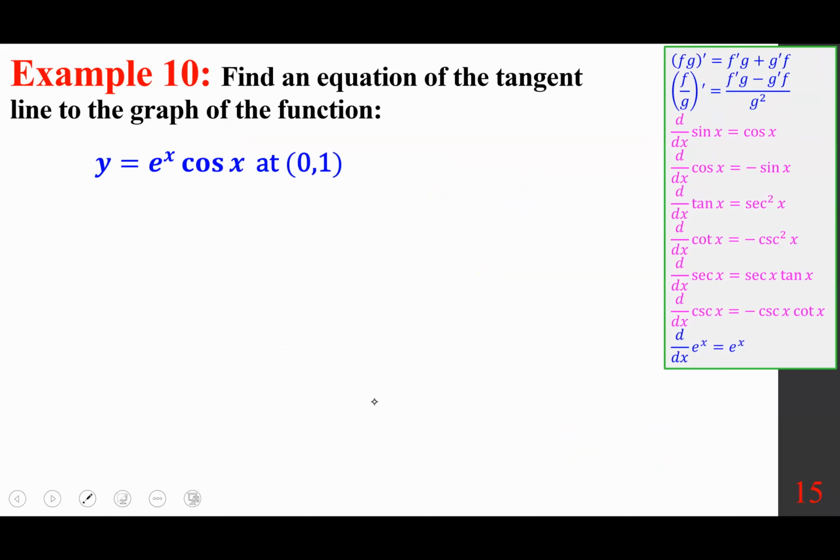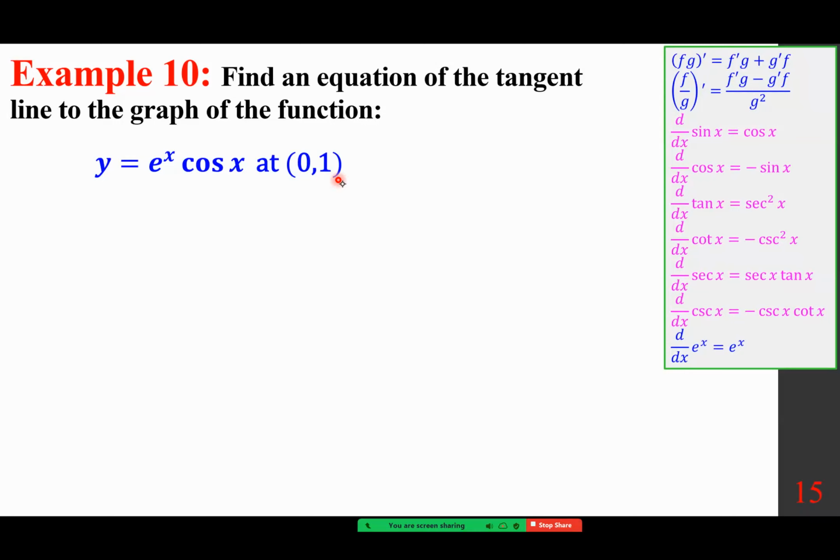You want to find an equation of a tangent line to the graph of the function y equals e to the power of x times cosine x at the pair (x, y) = (0, 1). To do that, remember, to find the equation of a tangent line, you need two things. You need a pair, x comma y, it's given.